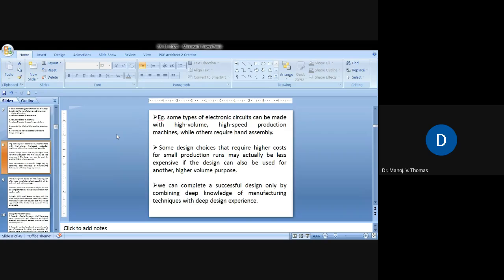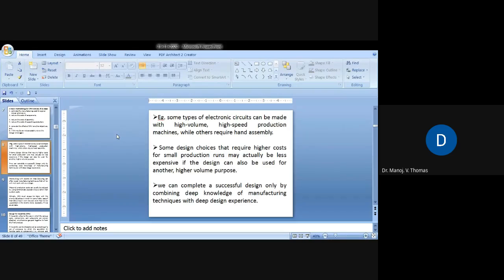Example, some types of electronic circuits can be made with high volume, high speed production machines, while others require hand assembly. So you should think of whether it should be assembled by hand or through machines. Some design choices that require higher cost for small production runs may actually be less expensive. If you produce some items in small quantities, it may cost more, but if you produce in bulk quantities, it may cost less.